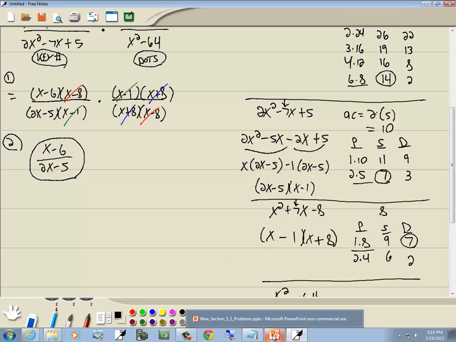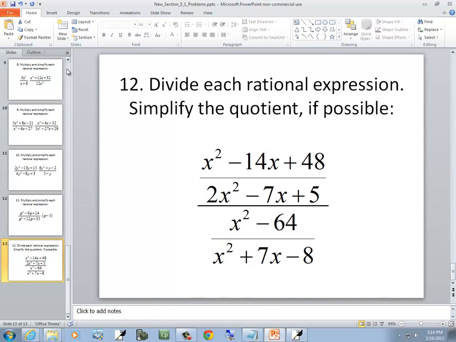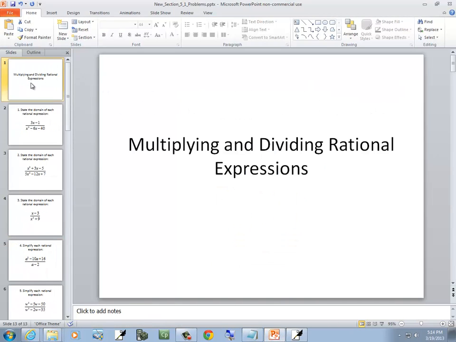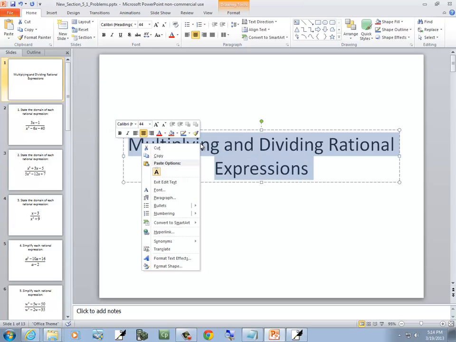And I believe that was the last problem. I don't show a whole lot of division because you can see they're the same as multiplication. We just rewrite it as that. Let me go ahead and save this.